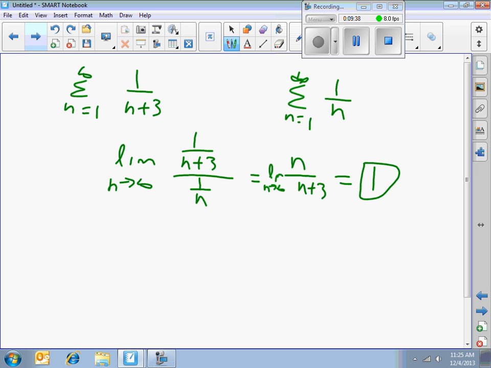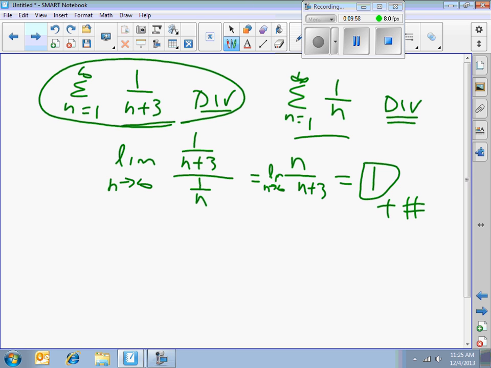Because this is a number, it's not infinity, and it's a positive number, then that tells me whatever was happening with the one I compared it to is happening with the original one. We know 1 over n is divergent, so it means that this one is also divergent. Kind of a neat, clean little test.